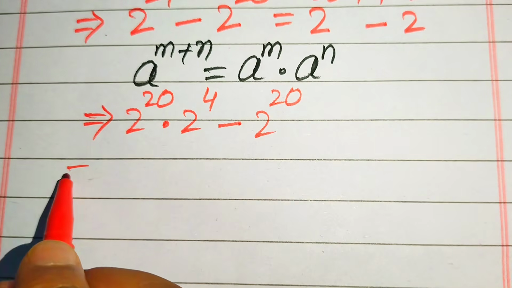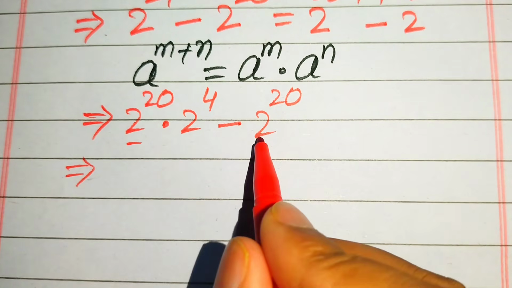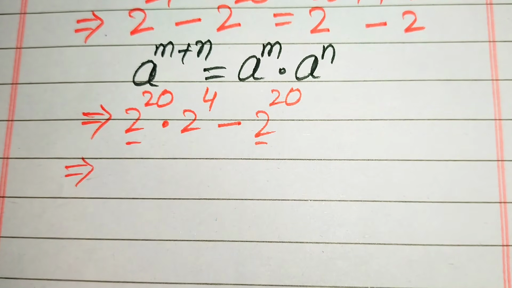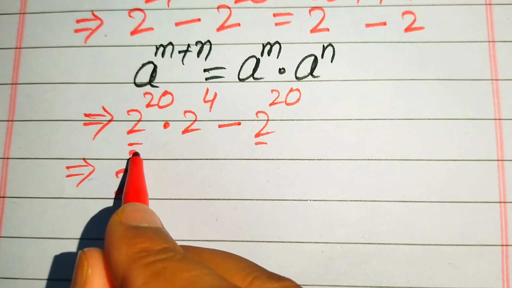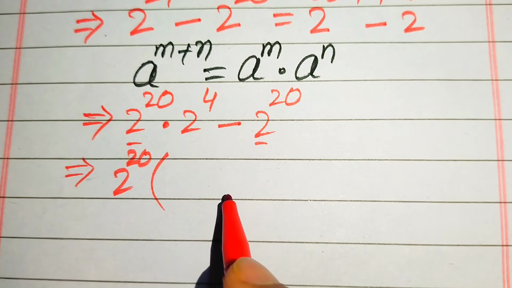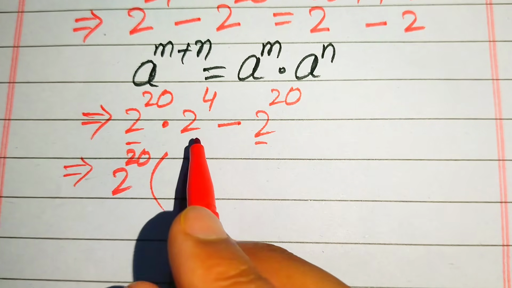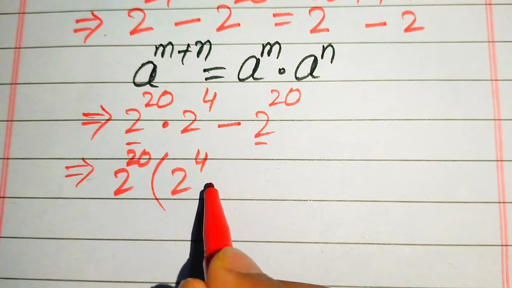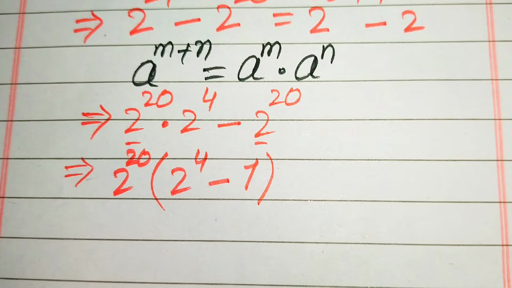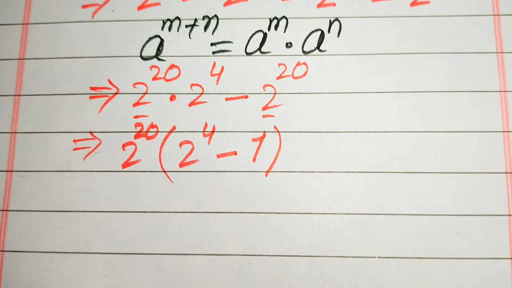Now in the next step, you see that both of these terms involve 2 to the power of 20, so we take common 2 to the power of 20 from here. When we take common 2 to the power of 20, the remaining values are: from here we get 2 to the power of 4, minus, from here we get 1 only.